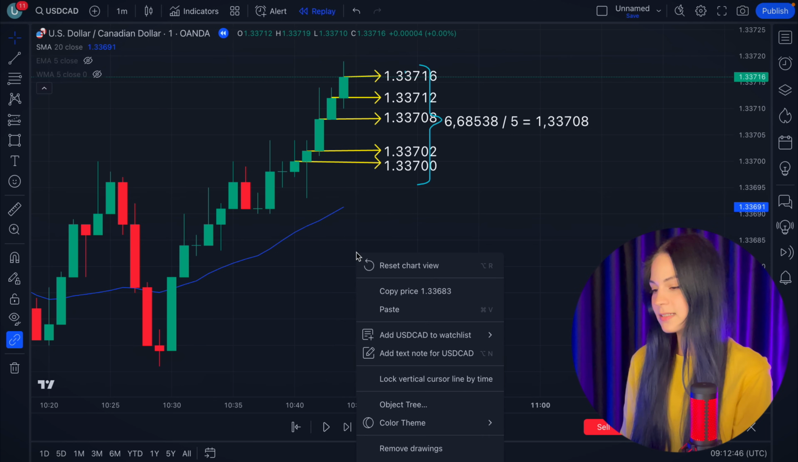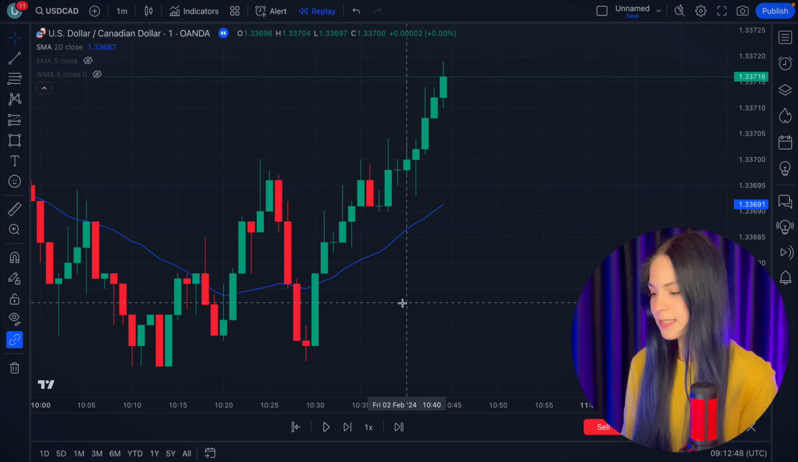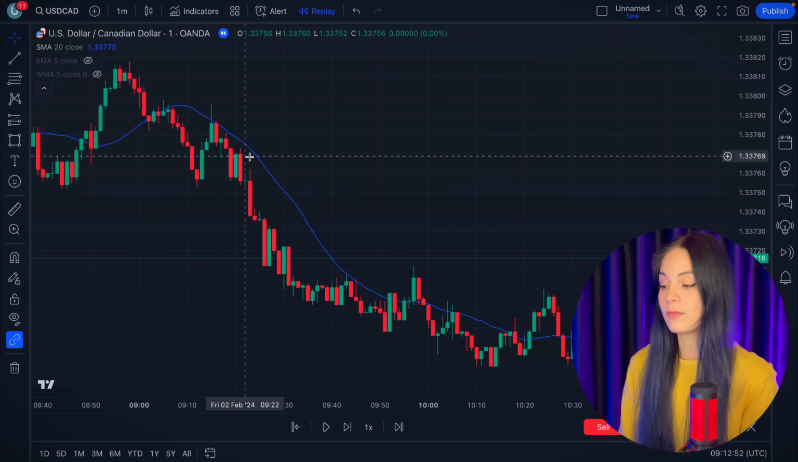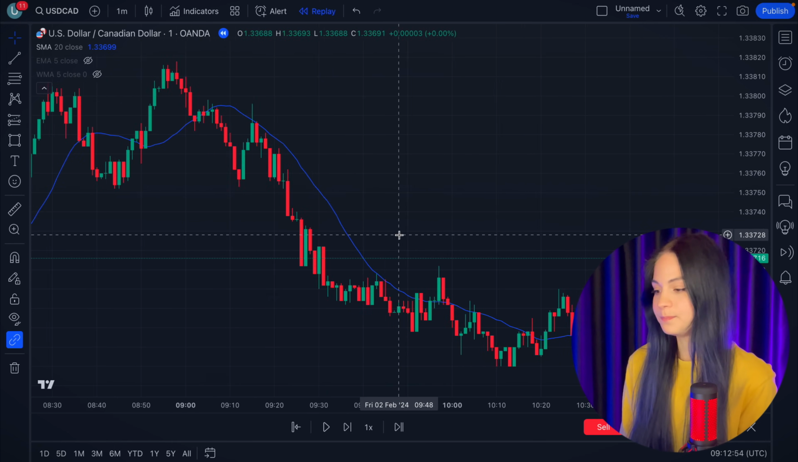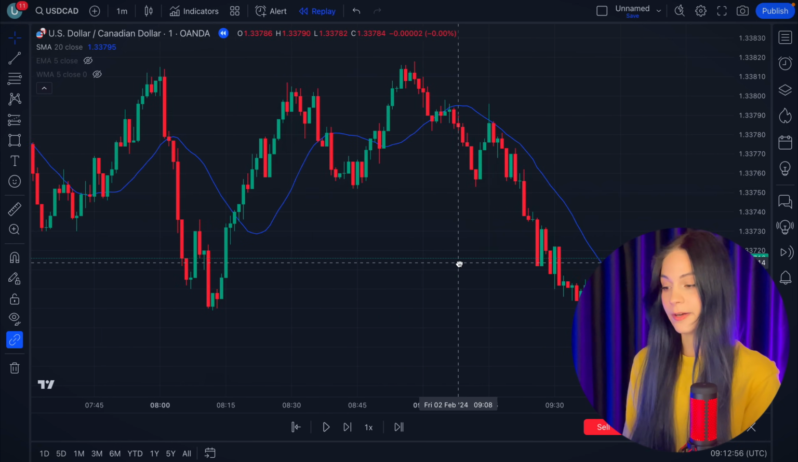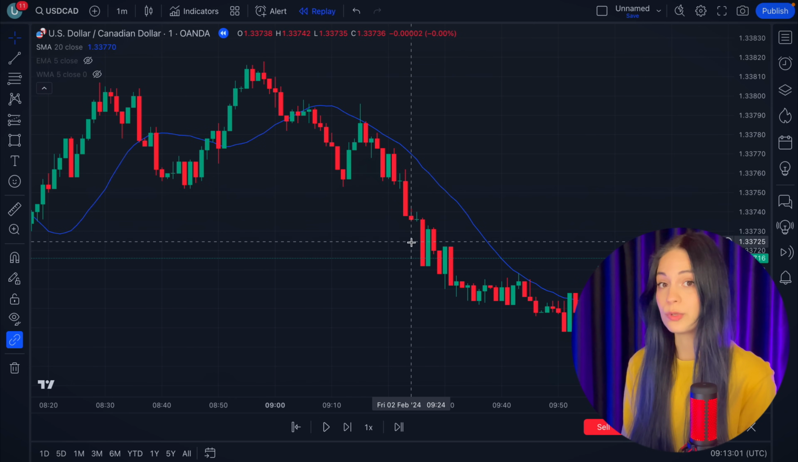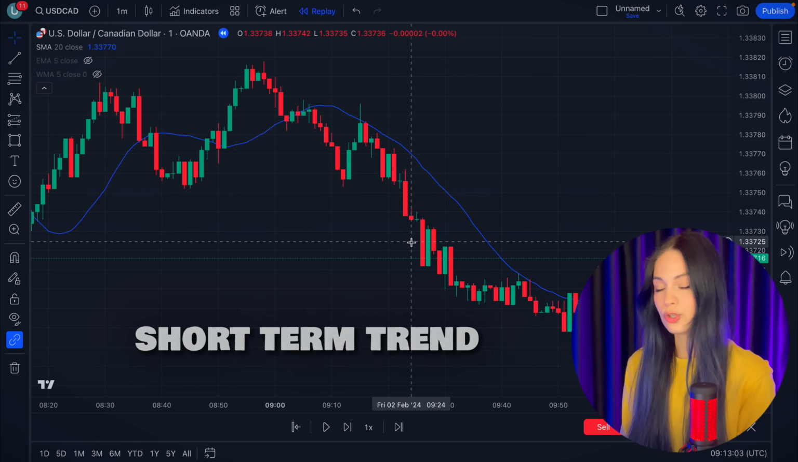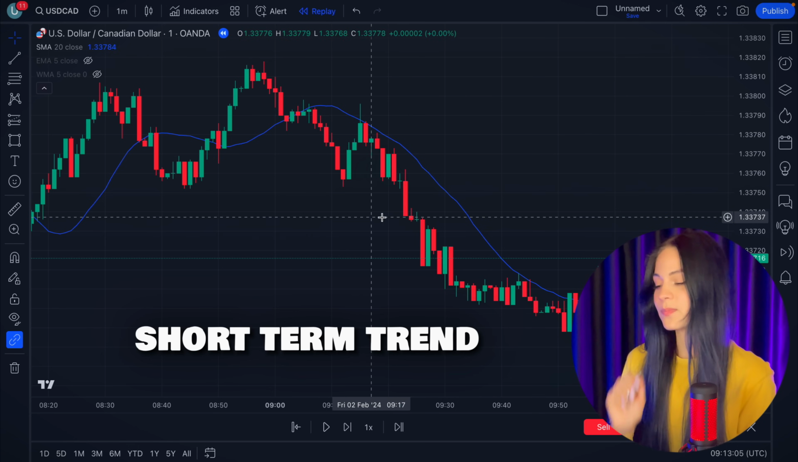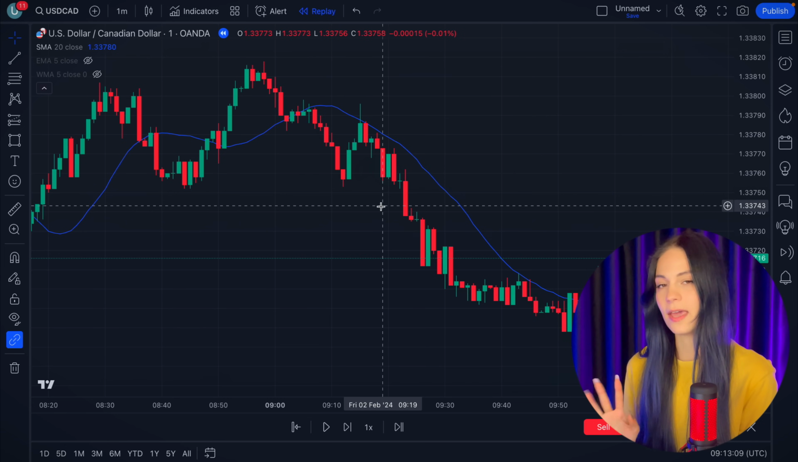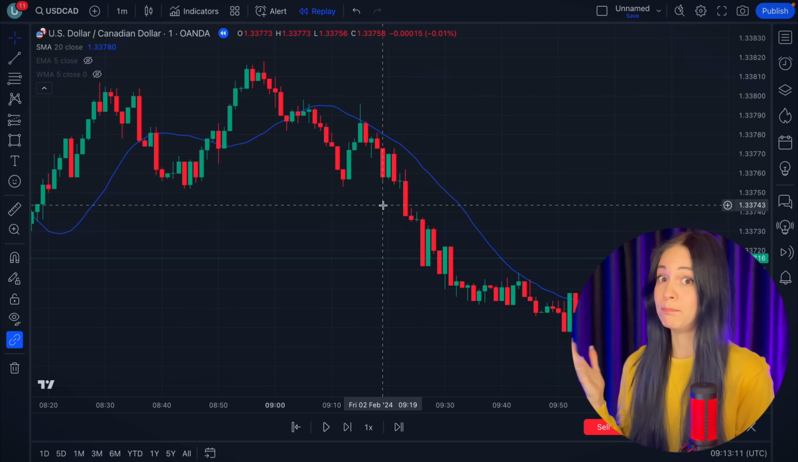Okay, let's delete everything from the chart, and let's look at what different periods of moving average give us. We're gonna take this part of the chart, and right now we have the period of 20, which gives us the short-term trend for the last 20 candlesticks. And if we have a 1 minute time frame, this is the average for 20 minutes.